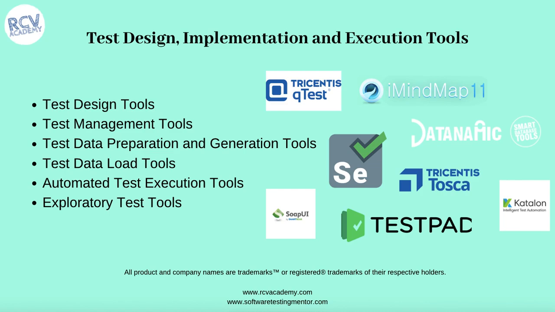You have very popular automation tools like Selenium, SoapUI for API testing, and Tricentis Tosca. Katalon is another important open source automation tool available. And then you have exploratory test tools as well, for which you can utilize some of the other tools.